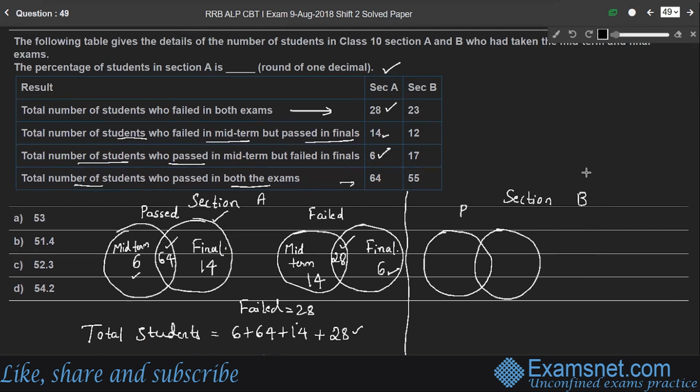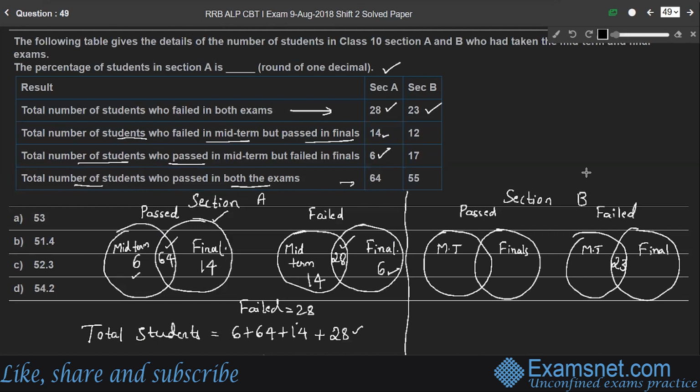Right? So, those who have passed in midterm and finals and those who have failed. Those who have failed. So for this also we'll consider one more diagram, right? So the first set represents midterm and the second is finals. Midterm and finals, right? First one, total students who failed in both the examinations are 23. So we have to consider the number 23 here.